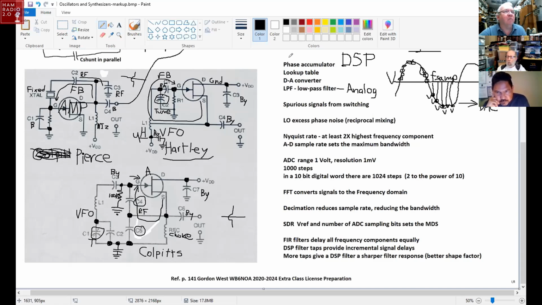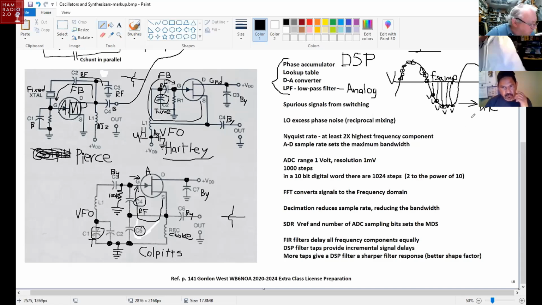Now the neat thing about this is the first 4 components in the DSP can be used as a direct synthesizer, a direct digital synthesizer. You can abbreviate it DDS, direct digital synthesizer.